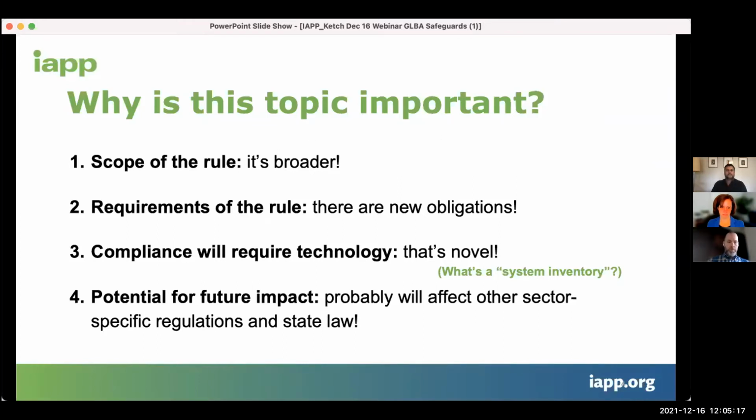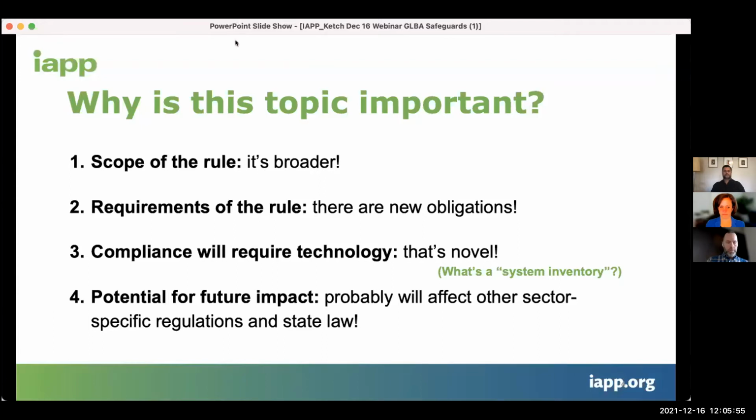Well, the scope of the rule is broader than it was previously. That's important for your participation and your learning. The requirements of the rule. There are new obligations that were not in the old rule from 2003. There is a new element of technology that will be part of complying with the amended Safeguards Rule, and that is a novel consideration. For example, what's a system inventory as required by the amended rule? We're going to talk about that so that you are prepared for that requirement.